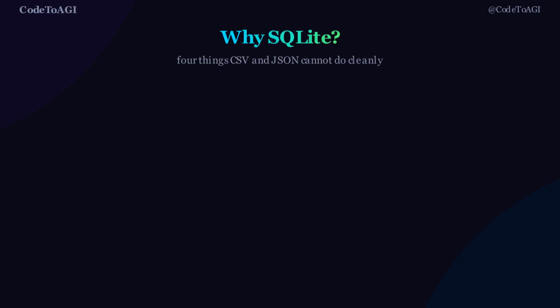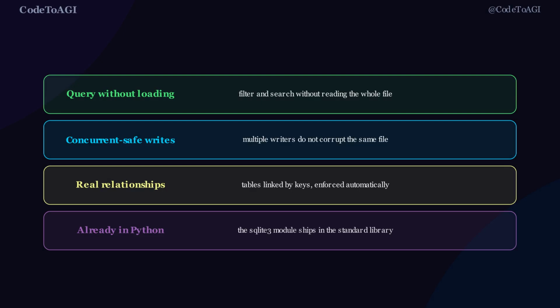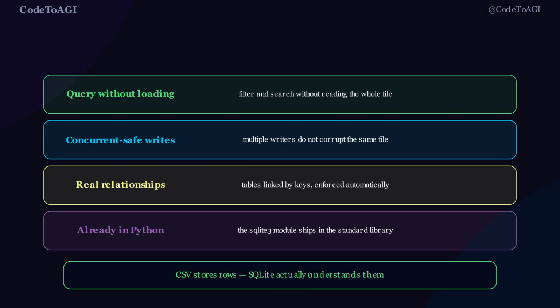Four things SQLite does that CSV and JSON cannot do cleanly. First, query and filter data without loading the whole file. Second, multiple writers do not corrupt the same file. Third, relationships between tables enforced automatically. Fourth, it ships inside Python's standard library already. CSV stores rows. SQLite understands them. That is the entire difference.